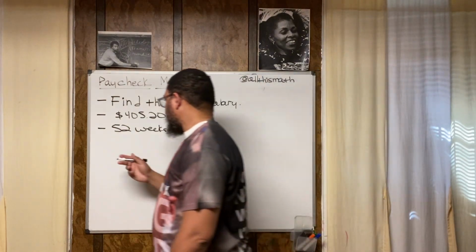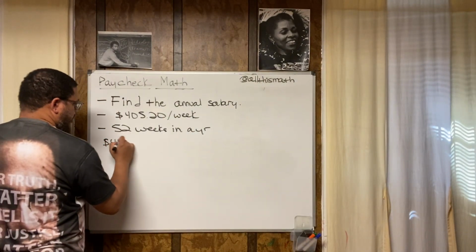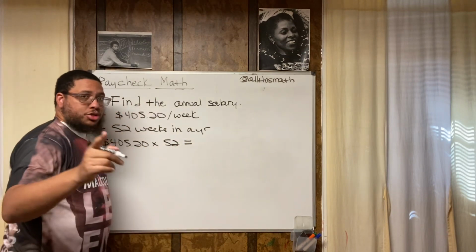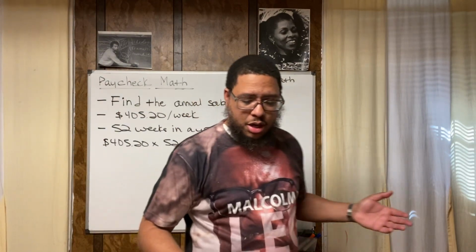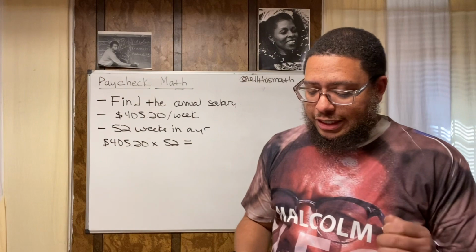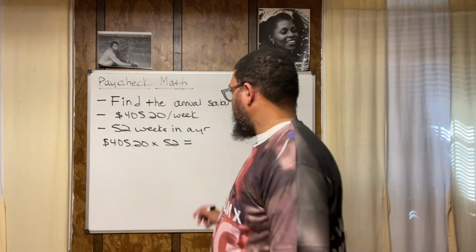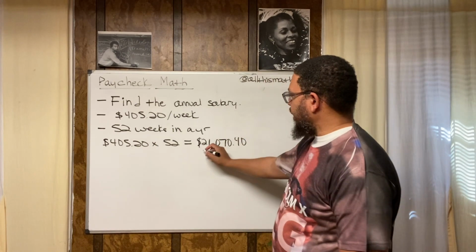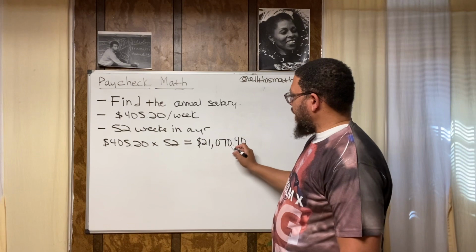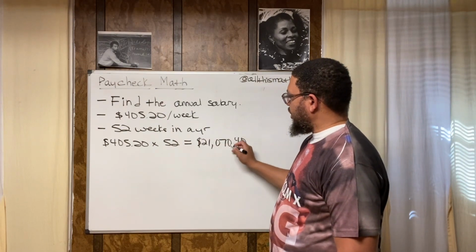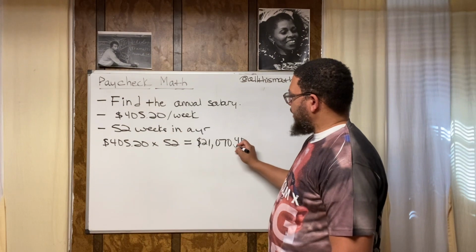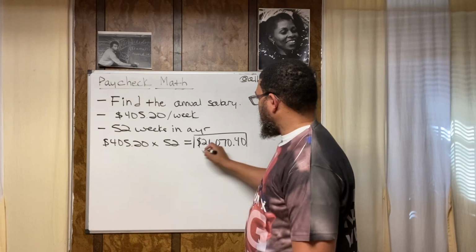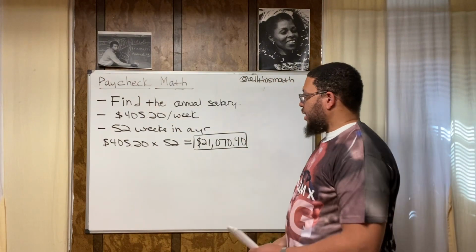So let's write that down. $405.20 times 52. Now, with a calculator, using a trusty scientific calculator, we would get $21,070.40. That's what it looks like: 21,000, put the comma, $70, 0 in the hundreds place, 7 in the tens place, 0 in the ones place. And 40 cents, put the decimal point, put 40 cents. All right? That would be the answer. Now, that's if we use a calculator.